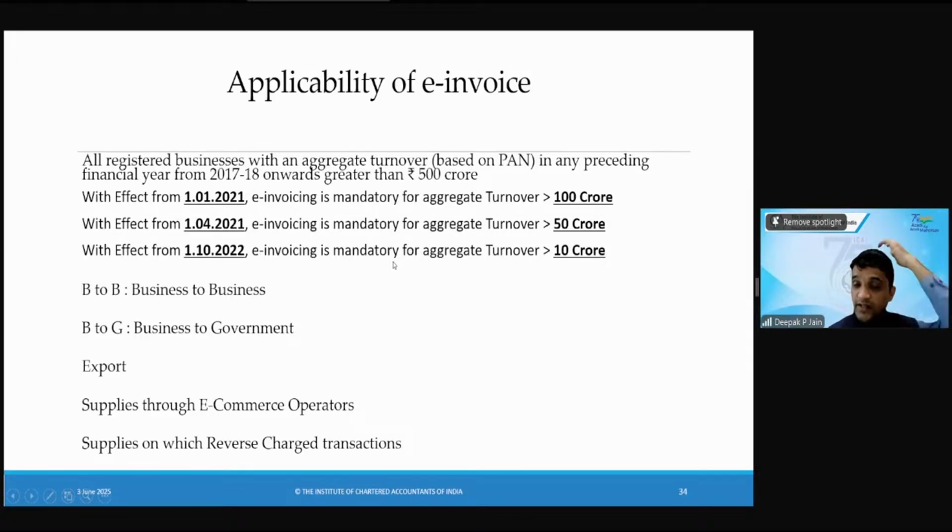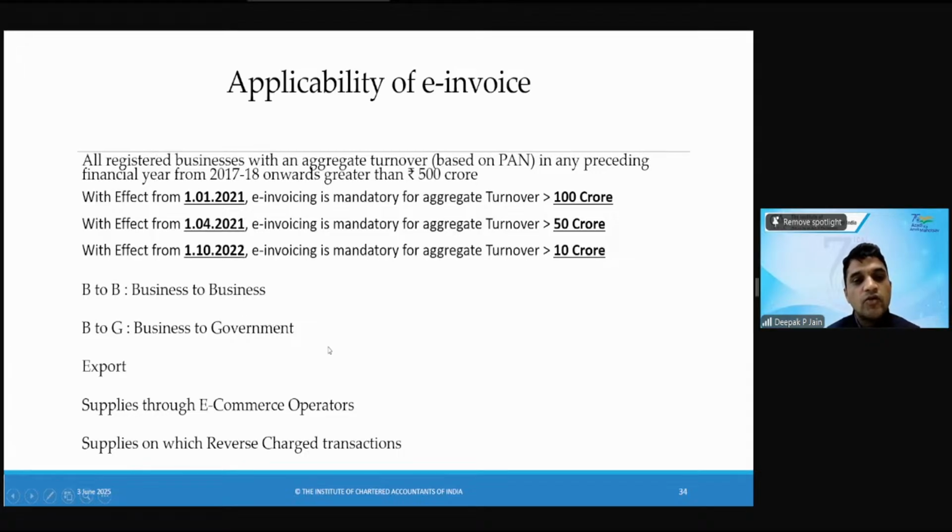Say in 2017-18, your turnover was 50 crores. Gradually, it got reduced to 2 crores and 3 crores. Still, you will be required to raise an e-invoice, because in any one of the financial years, if your turnover was crossing 10 crores, from 1st October 22, you have to raise an e-invoice.